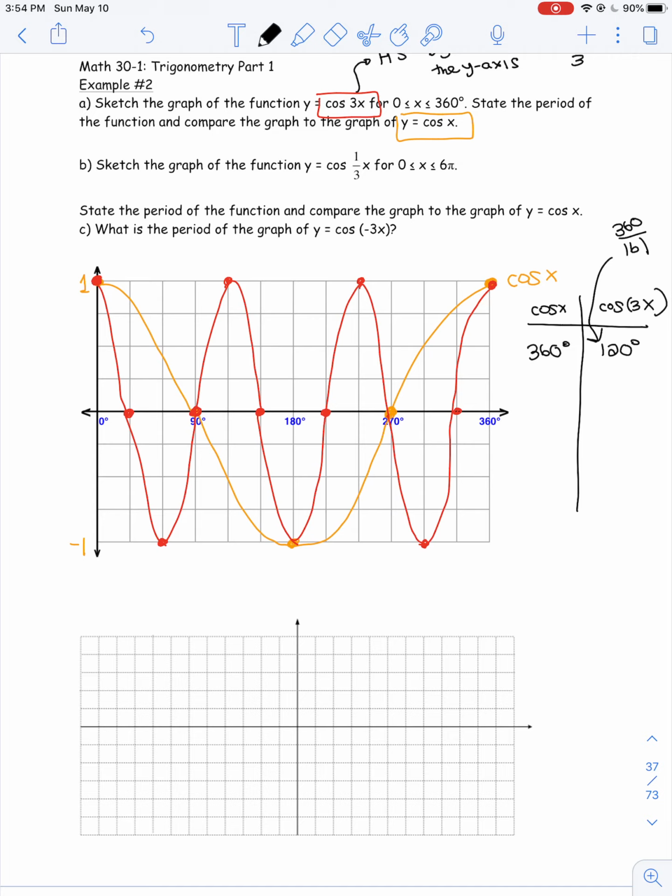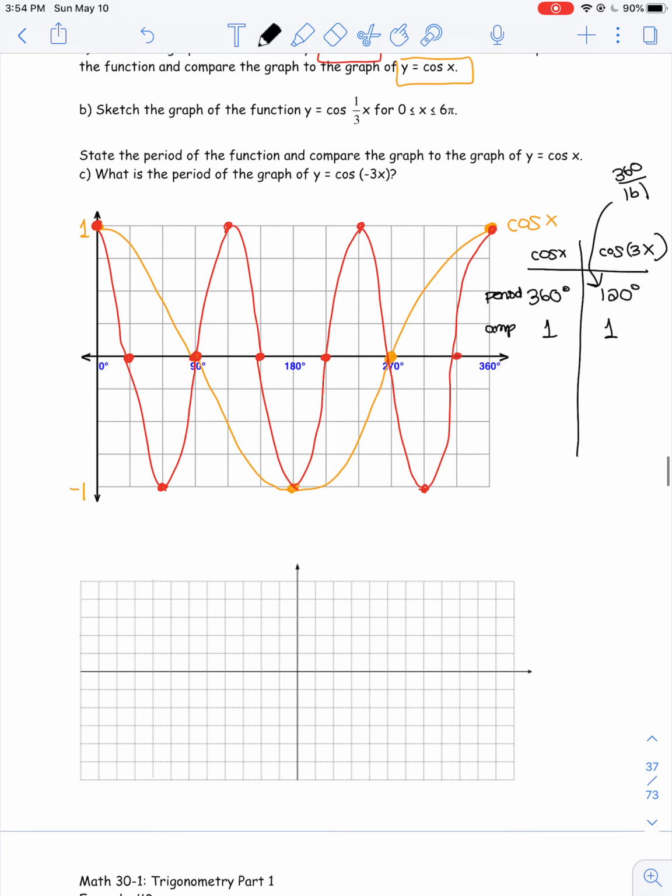And another thing we can do to compare is, we know that the amplitude, so this was the period, the amplitude will be 1 in each case. So that's why the heights didn't change. They were at the same maximum and minimum value. So those did not change.